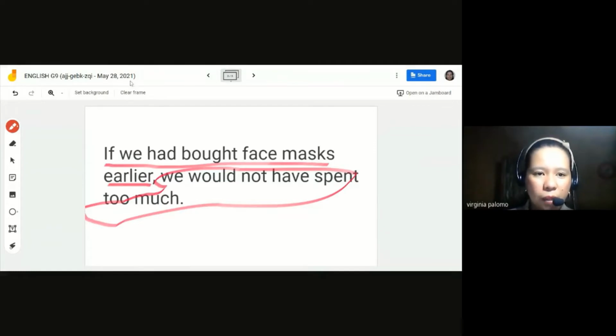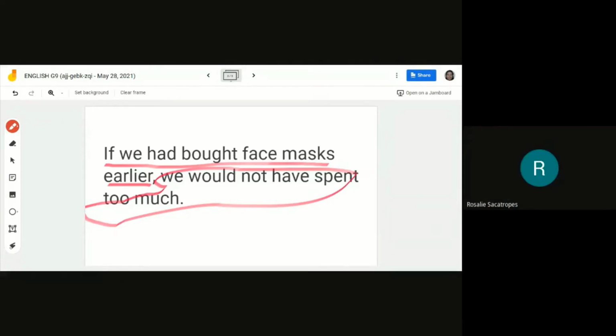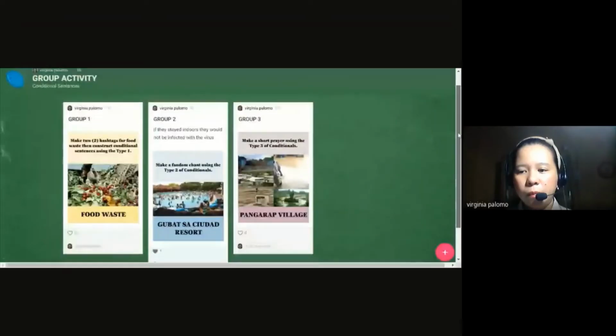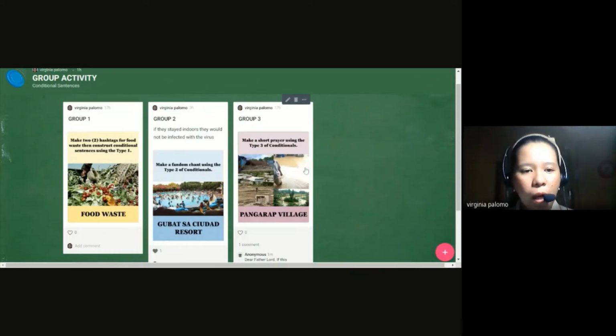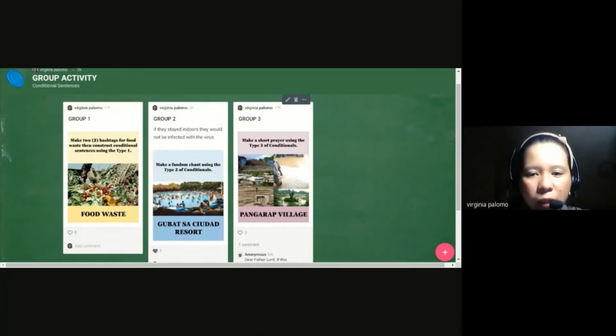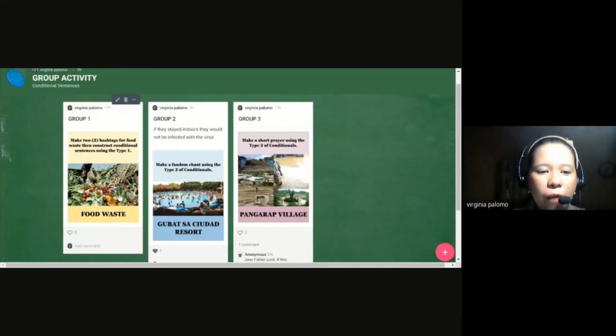Okay, so any questions for the three types of conditional sentences? None po. Okay. So now I will give you group activities. For the group activity, from the given pictures, make two hashtags for food waste, then construct conditional sentences using type 1 of the conditional sentence. Group 2, make a fandom chant using type 2 of conditionals. And then group 3, make a short prayer using type 3 of conditionals. So we have food waste, gubat sa syudad, resort, and then pangarap village. So enter your answers here.